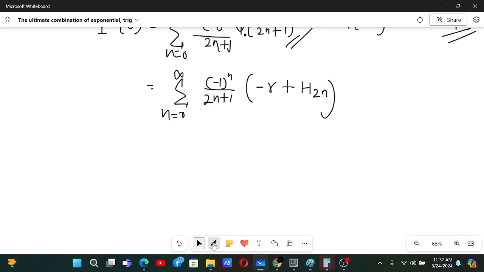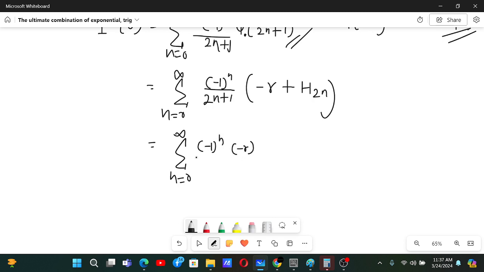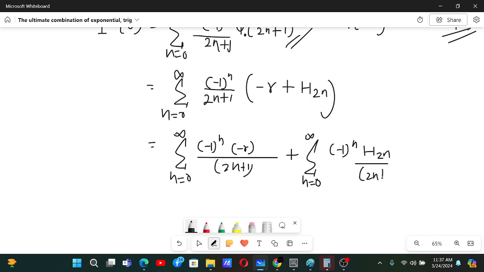So now this is the sum from n equals 0 to infinity of (-1)^n times minus the Euler-Mascheroni constant by 2n plus 1, plus the sum from n equals 0 to infinity of (-1)^n, and then H of 2n by 2n plus 1.